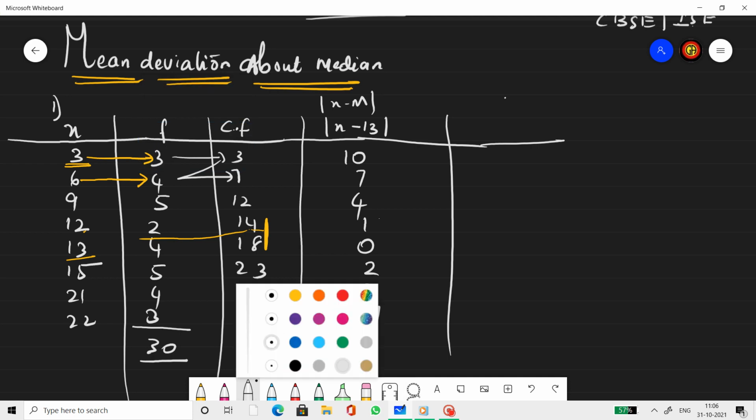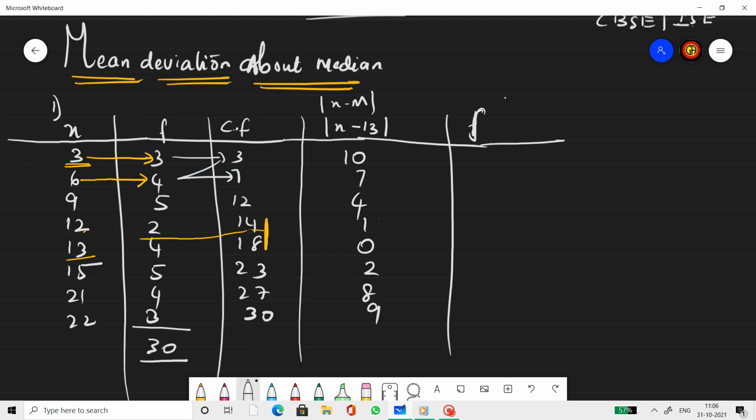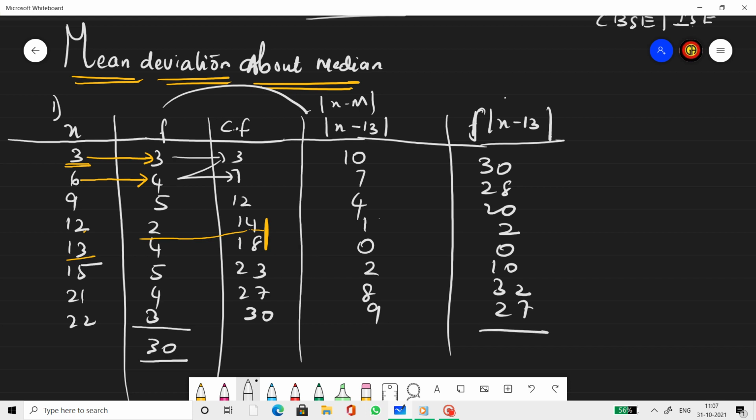Now f into modulus of x minus 13. So every value of the previous column will be multiplied with the f value. So 3 into 10, 30. 4 into 7, 28. 5 into 4, 20. 2 into 1, 2. 0. 10, 32 and 27. So the total of this is 149.